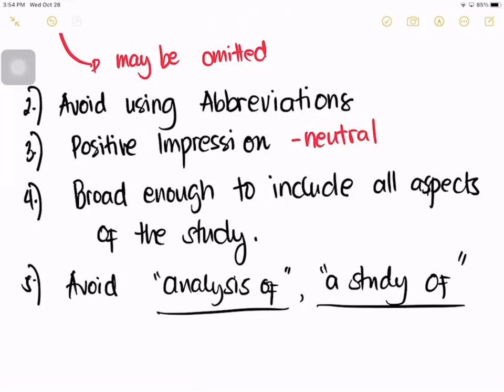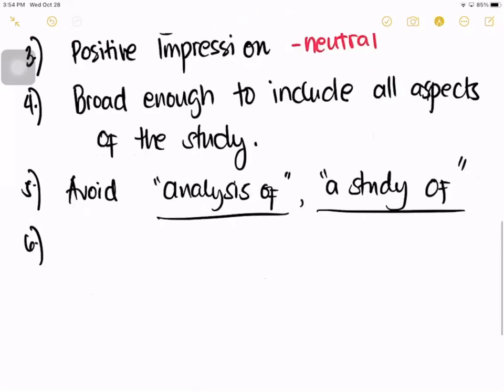Next up, number six, this is what I'm talking about. Remember that in making a research title, there should only be 15 substantive words. Is that right? Yeah, I think so.